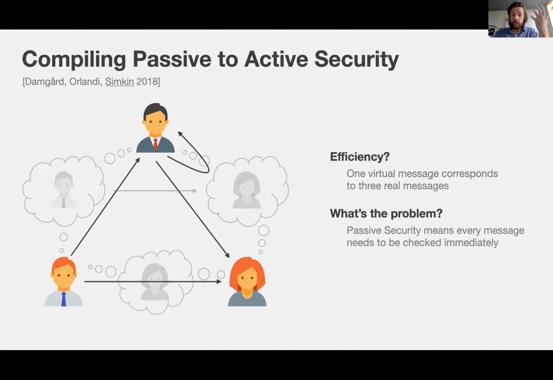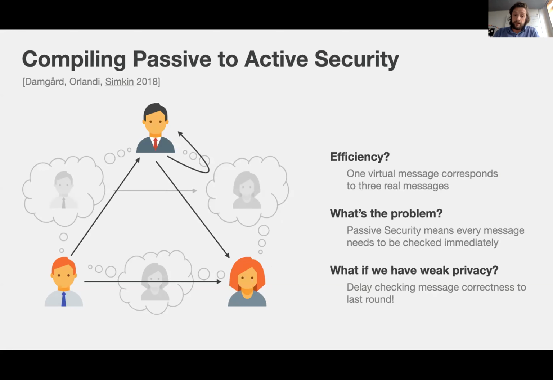And why do we need to do this? Because it's a passively secure protocol. We need to ensure that Alice never answers a maliciously formed message. So Alice always needs to immediately check the correctness. The idea here is that if we have a slightly stronger assumption on the passively secure protocol, then we can delay this check.